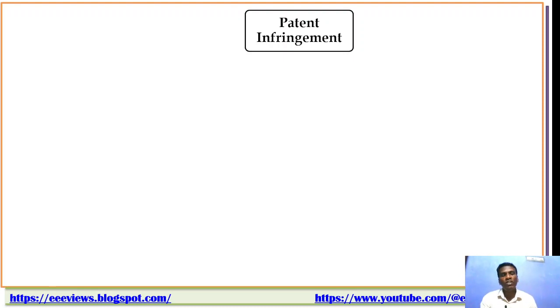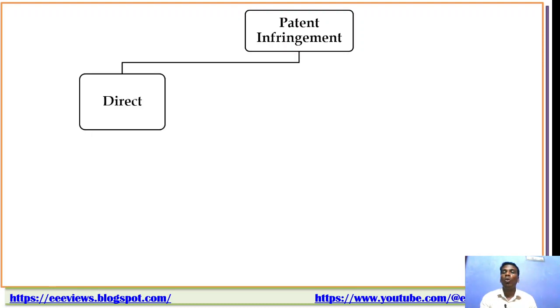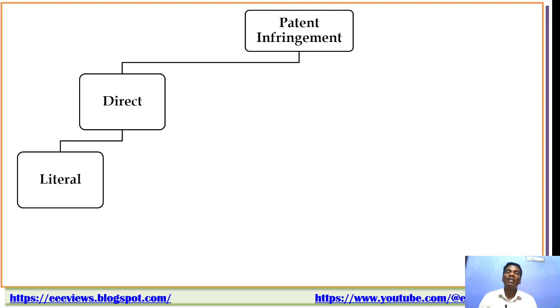This patent infringement can happen in two ways. One is direct and another one is indirect. In the direct method, we can have a further classification, that is literal. So literally they are copying. If a person X is developing a product, and the product is literally copied and they are selling it, that is the literal classification.